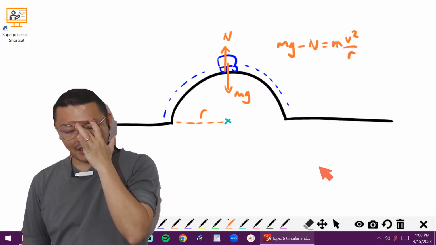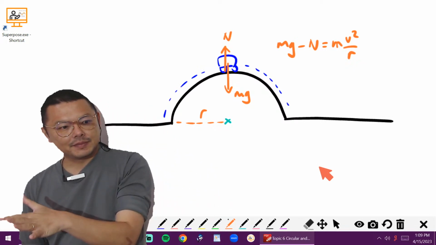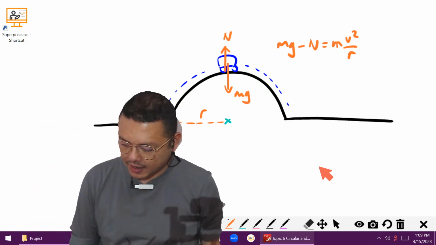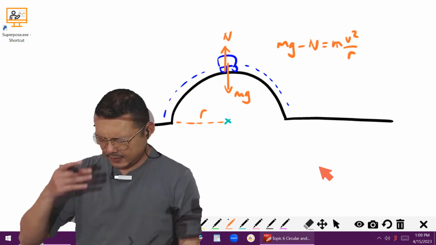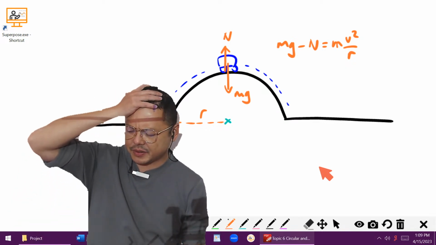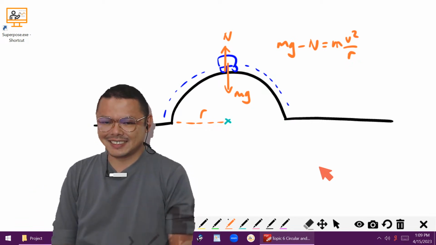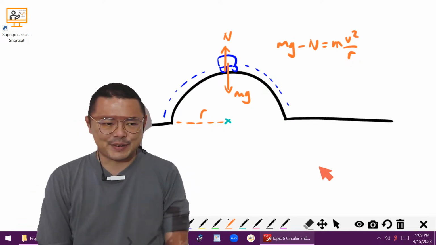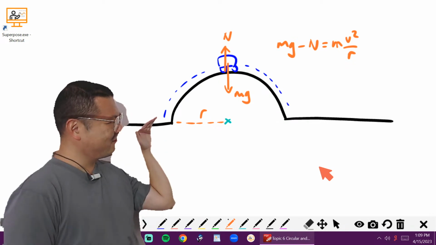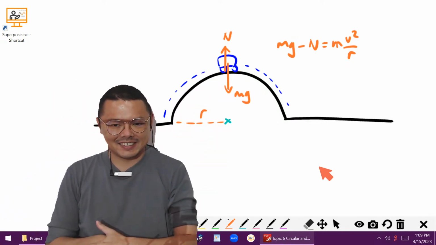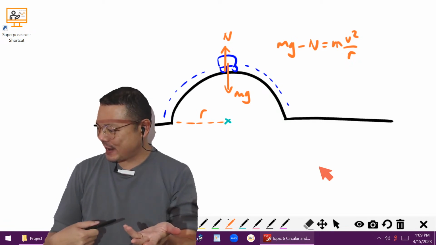Now, are we okay with this so far? Right, so this is your mg minus N equals mv squared over r. The question now is this: what happens if you drive too fast? What happens if you drive very, very fast? You could fly off, right? Fair enough. If you drive very fast, you could fly off the bridge, right?